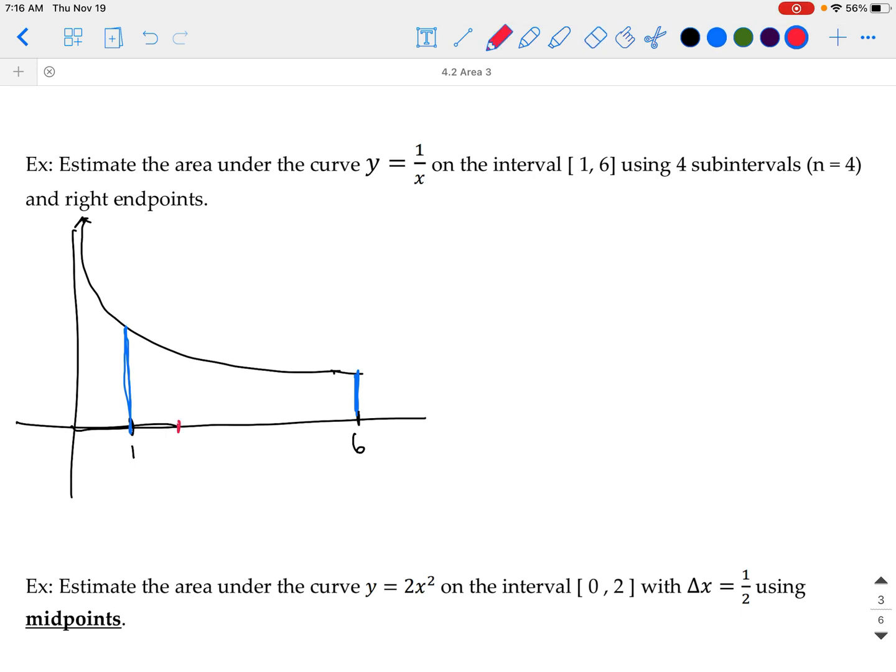So let's go ahead and do the subintervals. 1, 2, 3, good. And we are using right endpoints. So again, we'll start here. So our first location is there.